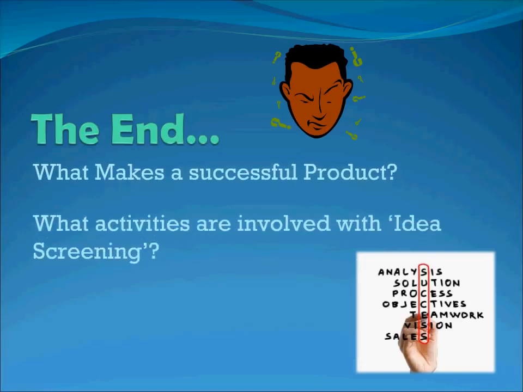So this brings us to our end. What makes a successful product? Think about the 8 stages. What do you think will determine whether or not a product will be successful? What activities are involved with idea screening? Is it a simple matter of, do you like it or not? So think about these questions.